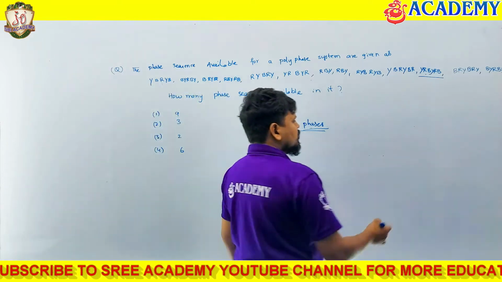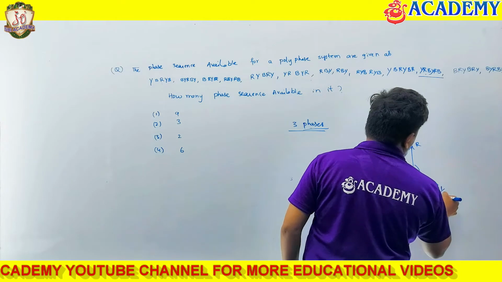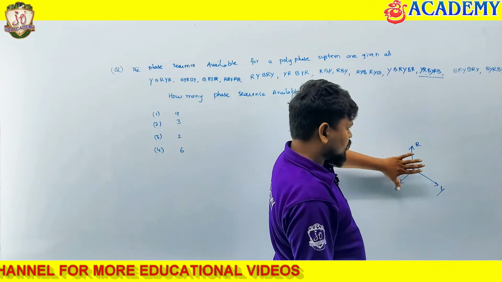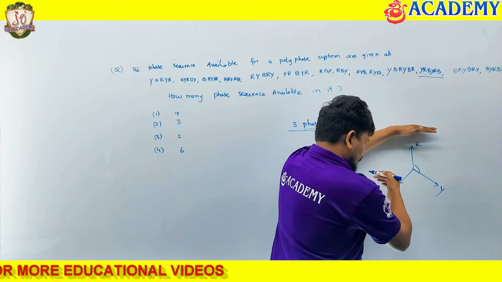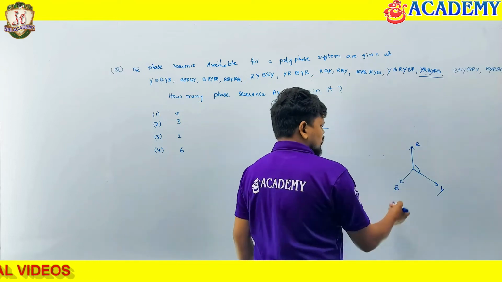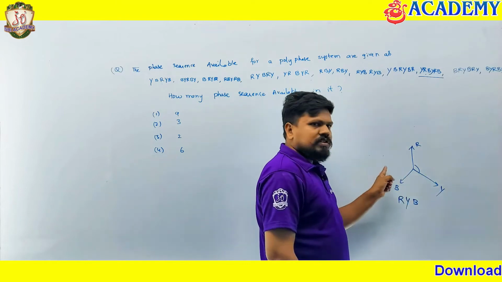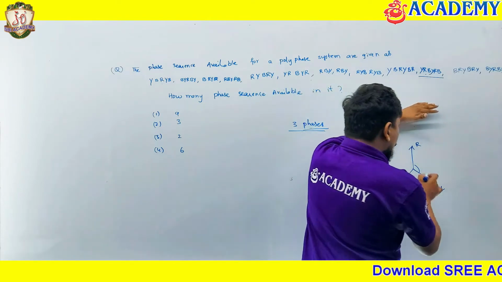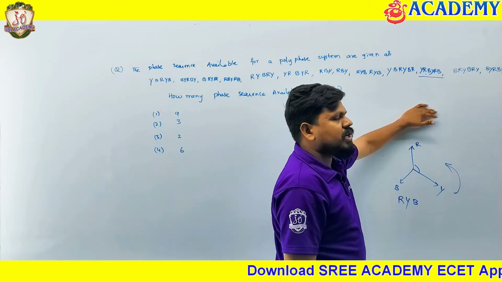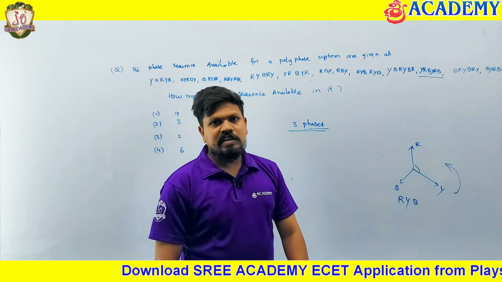So you see what a sequence means. First the R phase will go, if it is a balanced one, then after 120 degrees the Y phase will go, after 120 degrees again the B phase will go. This is the sequence: R, after that Y, after that B. You should not count in reverse. How do we check? You have to rotate all the vectors in the anti-clockwise direction only, every time. That is also one of the previous year bits. All the vectors rotate in the anti-clockwise direction only.